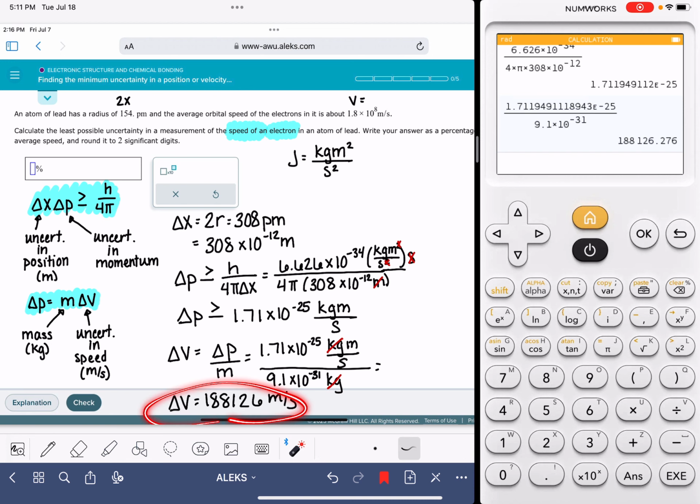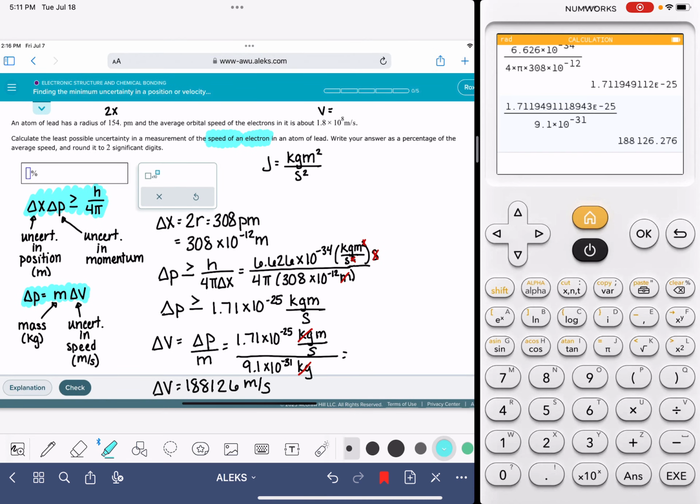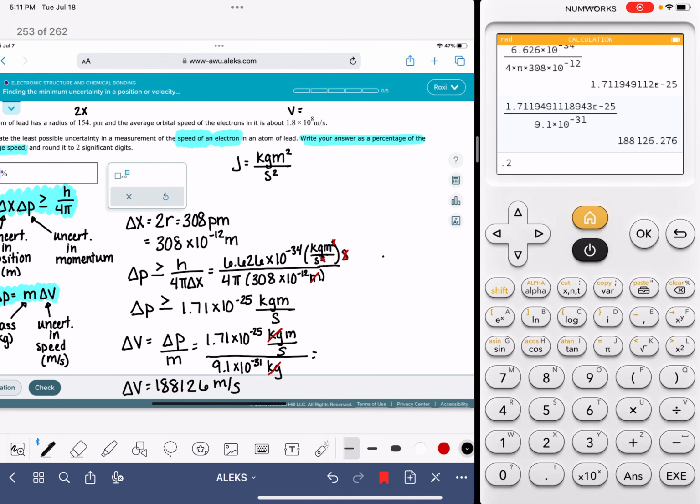Now, we're not quite done with the problem yet. We did calculate the uncertainty in speed. ALEKS wants you to write your answer as a percentage of the average speed. So we can't just give it the uncertainty. It wants it as a percentage of the average speed. And this is where we're going to use this number right here, the average speed, which was given to us in the problem. So to do that, we're going to take our uncertainty and divide it by the actual average speed. The uncertainty, which was 1.88 times 10 to the 5, over the actual average speed, which is 1.8 times 10 to the 8.